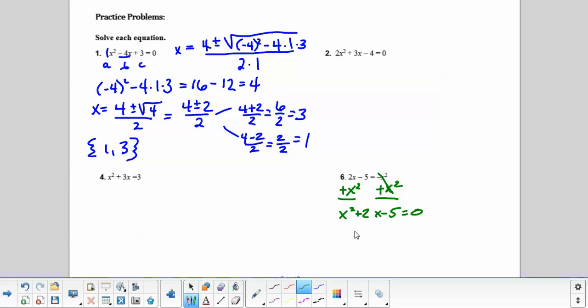Okay, now we need to plug into your formula. x equals negative b, so that would be negative 2, plus or minus the square root of b squared, so 2 squared, minus 4 times a times c, all over 2 times a.